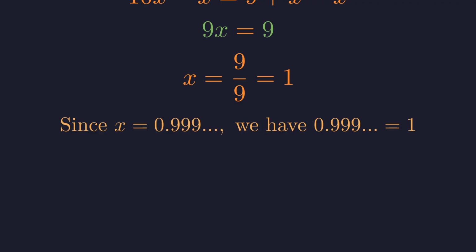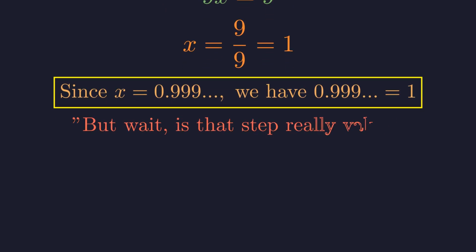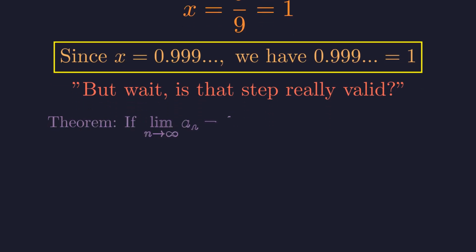0.999... equals 1. Now, you might feel like there's something fishy going on here. Are we allowed to manipulate infinite decimals like finite ones? The answer is yes, and here's why. This works because of a fundamental theorem about limits.